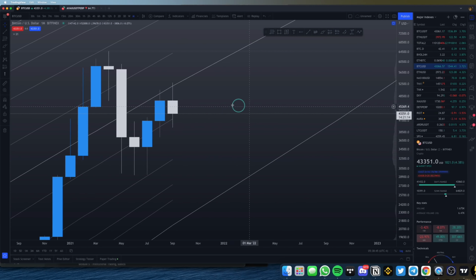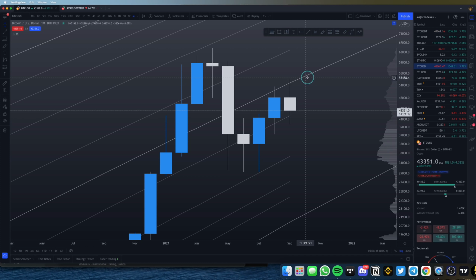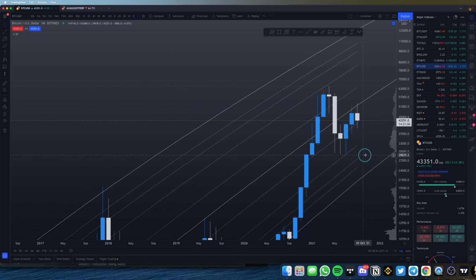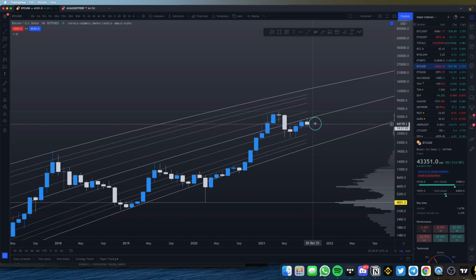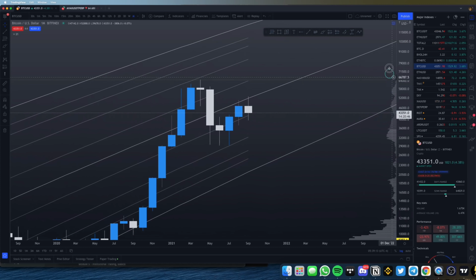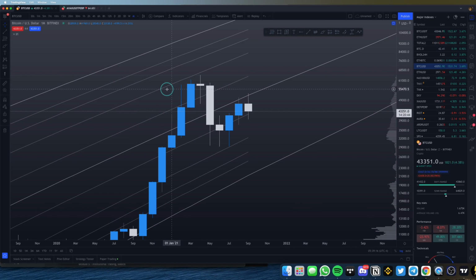Because if we close above that level, then we could aim to retest the midpoint of this logarithmic growth curve, and that midpoint would sit somewhere at about 54K. If we do hold 42,300, then we will be able to go for a test of 53K to 54K, and maybe even finally break through that level and go back to 64K. So as you can see, tomorrow is going to be absolutely huge, and that's why I'm making this video right now. The monthly close tomorrow is absolutely important.